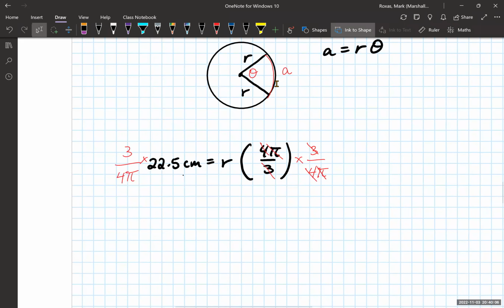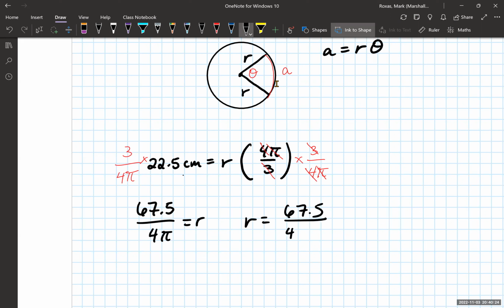And so solving for r, we get 3 times 22.5, which is 67.5, divided by 4 pi, equals r. Then if I let pi equal 3.14, r equals 67.5 over 4 times 3.14, which is roughly 5.374 centimeters, or I can just round that to 5.4 centimeters. So there is the radius. That's how you would find the radius of a circle.